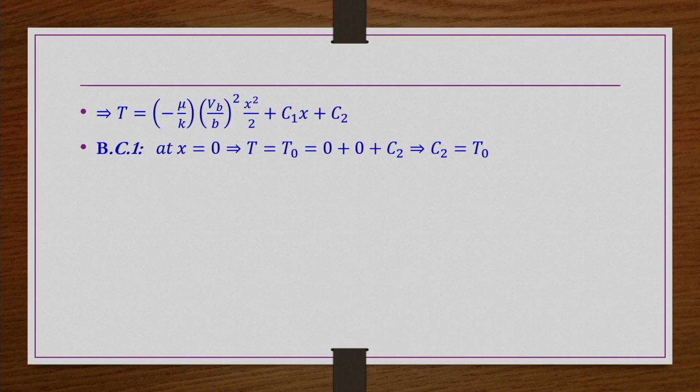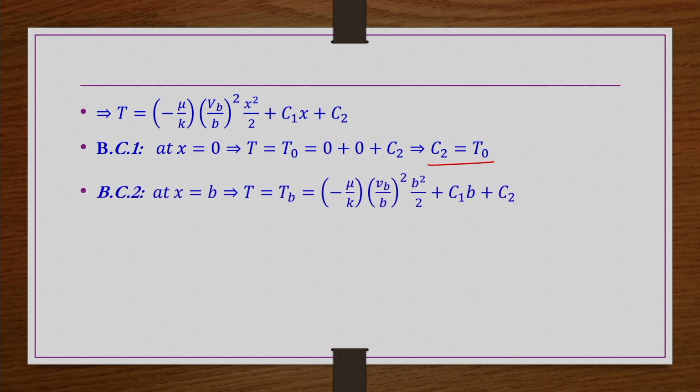So, when you substitute at x is equal to 0, T is equal to T naught, then we have the right hand side 0 plus C2, that is, C2 is equal to T naught. For the other boundary condition, at x is equal to b, T is equal to Tb, which is equal to minus mu by k (Vb/b) whole square. In place of x square by 2, now you have b square by 2, plus, in place of C1x you have C1b, plus C2. C2 you already got as T naught.